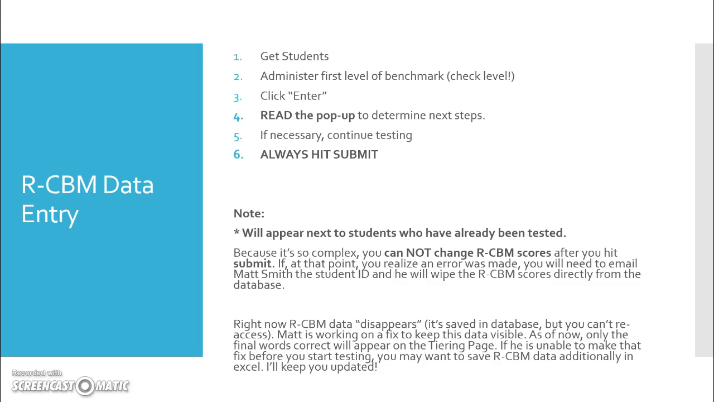I've told Matt that that's definitely a priority for our team. We want to be able to see this data in the moment, and so he's working on a fix, but he's not sure if that fix will be ready by Monday of next week. It might be a little longer. So if you're planning to get started fluency testing right away and it makes you nervous that you're not going to be able to see all the scores, I recommend either keeping a paper copy or saving the R-CBM data in Excel in addition to entering it in navigation. And I will send out a simple Excel form that you can use to do that with, okay?